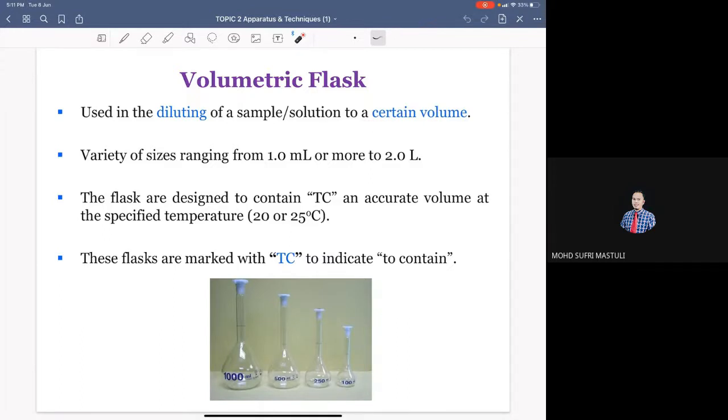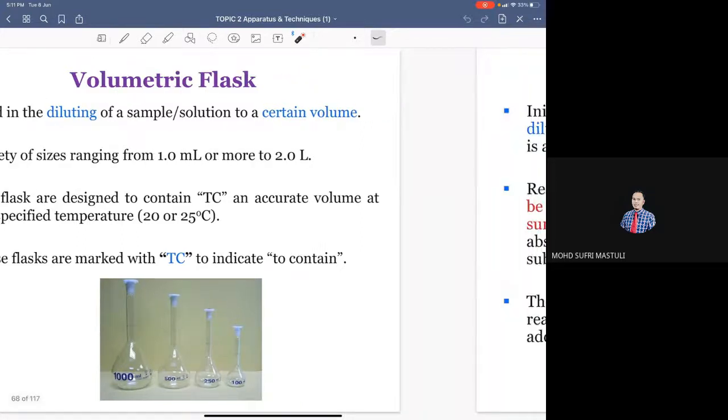Same as other volumetric glassware, this volumetric flask can also have a range of volumes from 100 ml up to 2 liters. So this volumetric flask, as I mentioned just now, is designed TC, to contain. So it measures the volume.